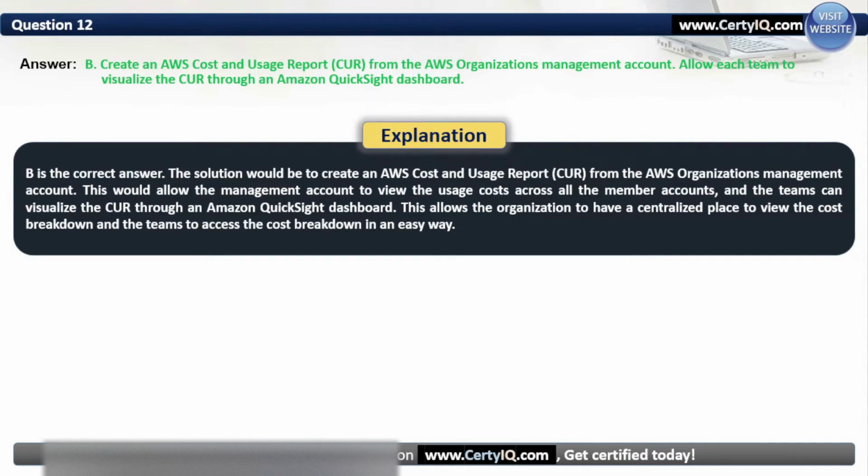The solution would be to create an AWS Cost and Usage Report from the AWS organization's management account. This would allow the management account to view the usage costs across all the member accounts, and the teams can visualize the CUR through an Amazon QuickSight dashboard. This allows the organization to have a centralized place to view the cost breakdown and the teams to access the cost breakdown in an easy way.